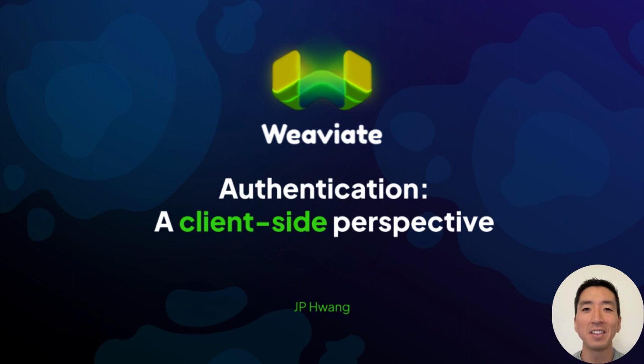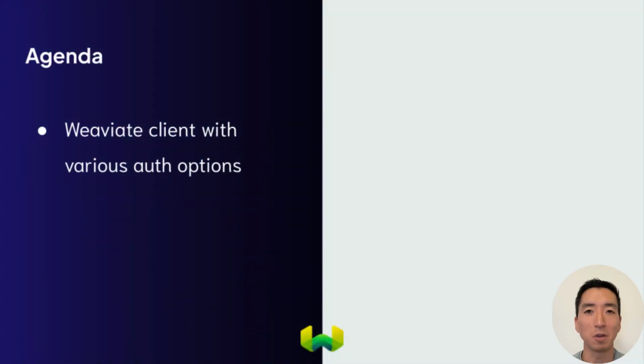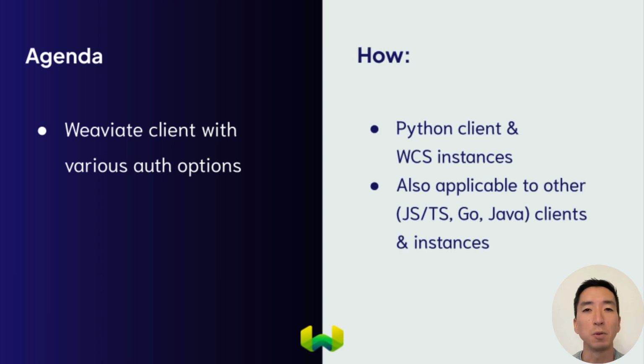Hi there. In this short video, we'll discuss authentication from the client-side perspective. We'll show you how you can access Weaviate with various authentication setups. To do this, we'll use the Python client with Weaviate instances from Weaviate Cloud Services, which is also called WCS. But please note that the principles are the same for other clients and Weaviate instances running in other ways, such as with Docker or Kubernetes.